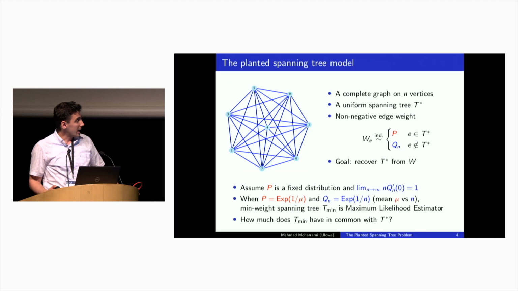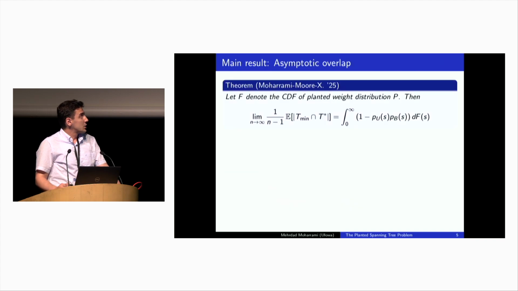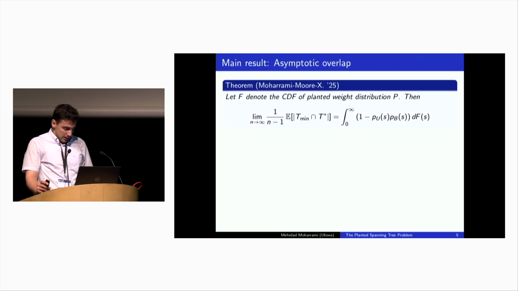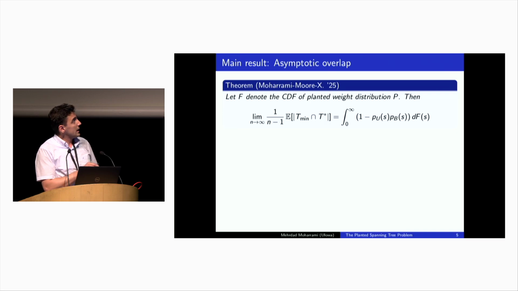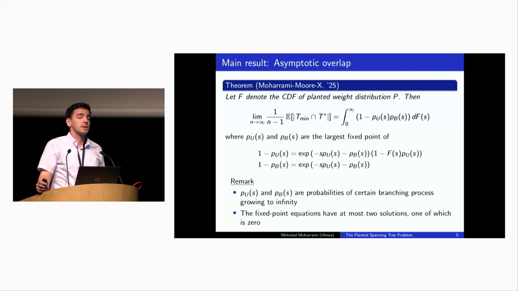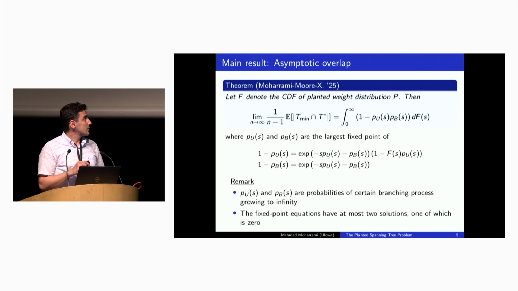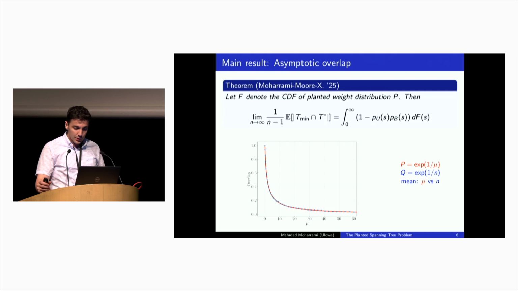So the question that we are trying to answer is, what's the overlap between the minimum spanning tree and the planted spanning tree? And this is our main result. We show that the overlap between the minimum spanning tree and the planted tree is given by this formula, where in here, F is the CDF of the weight distribution P. PU and PV are characterized by fixed point equations. They correspond to the probability of survival of certain branching processes that I'm just going to talk about. And this fixed point equation has at most two solutions, with the trivial one being 0.